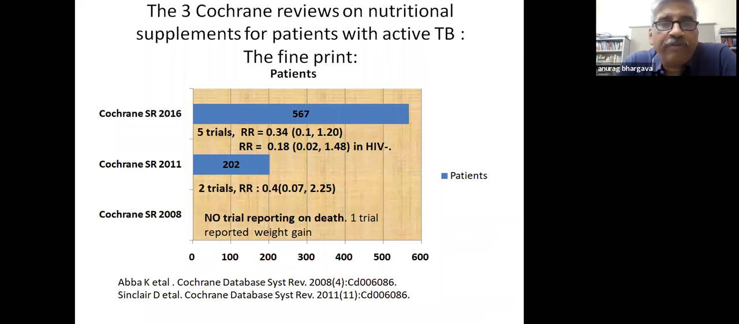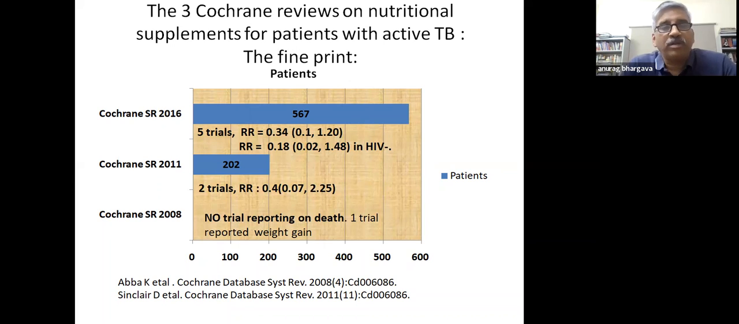Often when the issue of nutrition support in TB patients comes up, the discussion veers around to the Cochrane systematic reviews on nutrition supplements for patients with active TB. And usually the comment is that there is no evidence that nutritional interventions have any benefit. But actually the fine print is that the Cochrane review said that there has been insufficient research in this area to decide whether they have any beneficial effects on outcomes.